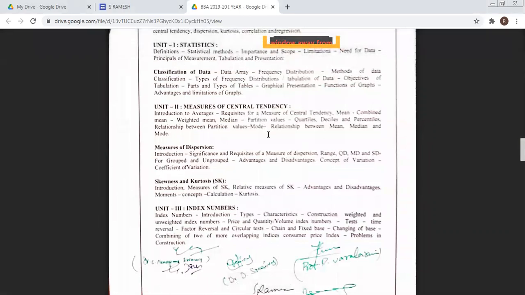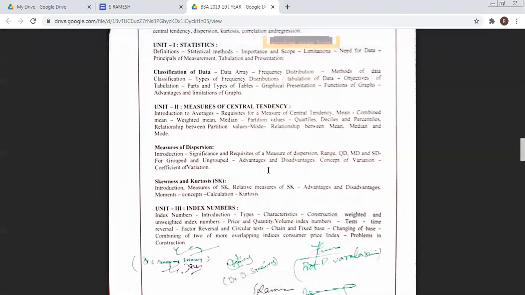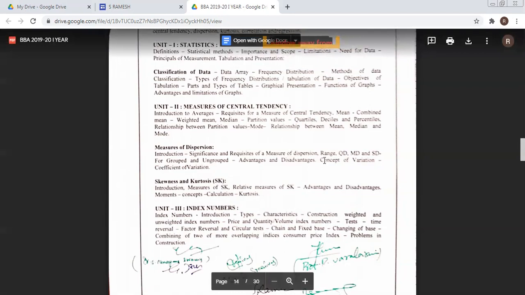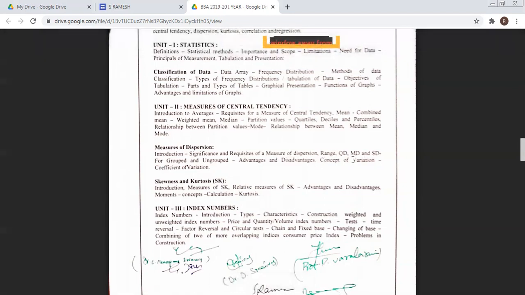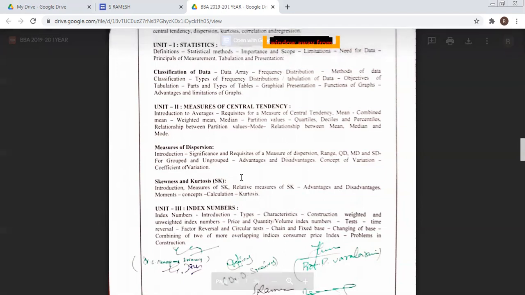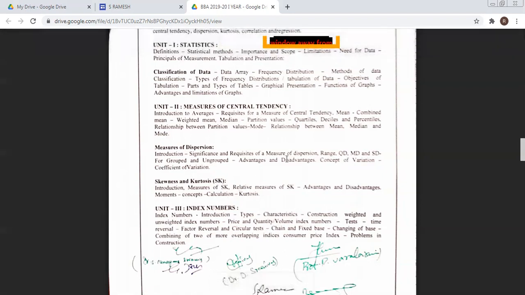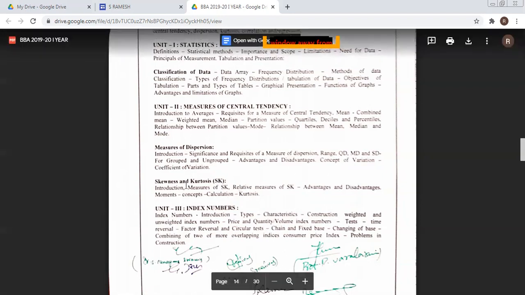And in this chapter, you may have to solve problems relating to measures of central tendency as well as range or quartile deviation, mean deviation, standard deviation, or skewness or kurtosis. Okay. Now coming to third chapter, that is index numbers.